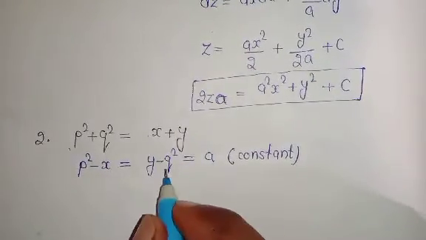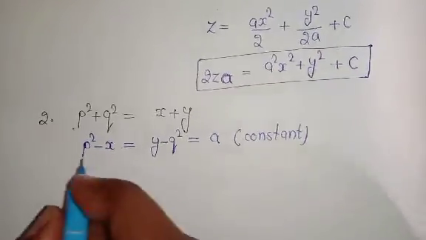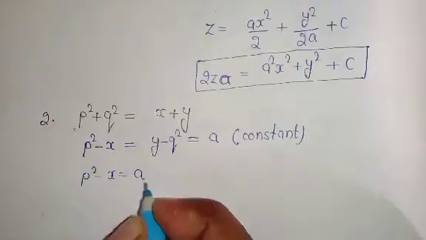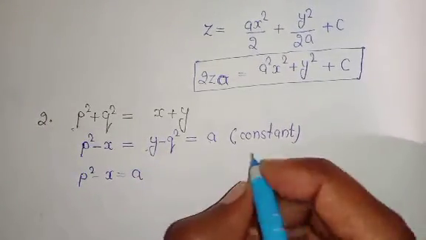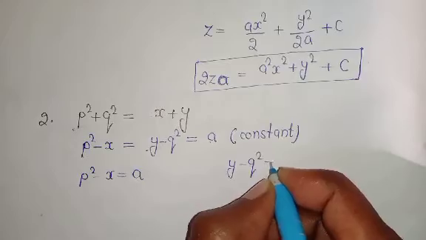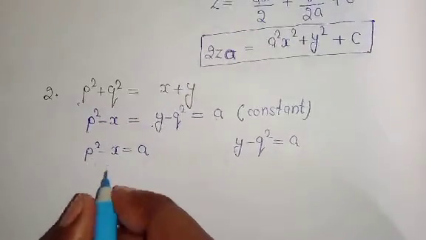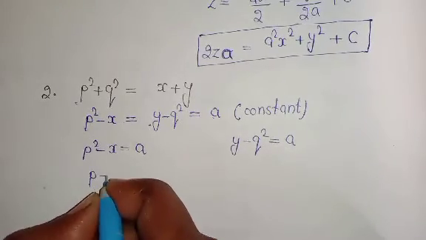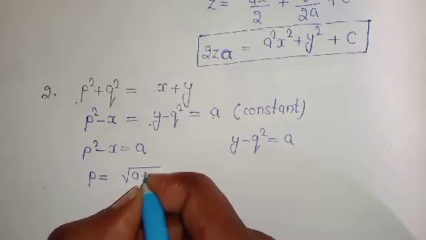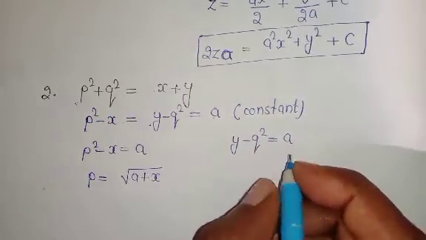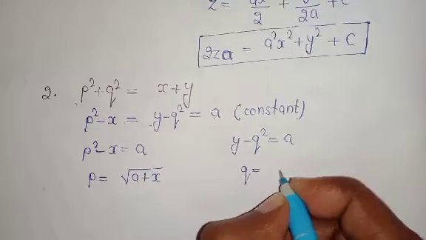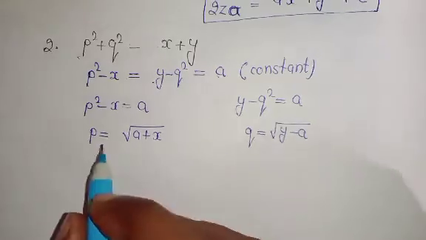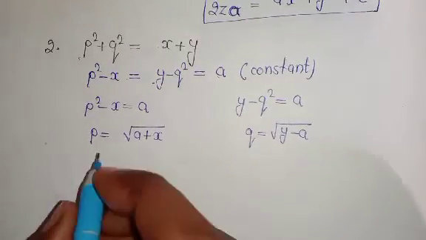Now with the help of these two equations we can find the value of p and q. So firstly we equate this equation to the constant, so this becomes p square minus x is equals to a, and if we equate this one to the constant, this becomes y minus q square is equals to a. Now we can find the value of p and q. What will be the value of p from this equation? This becomes p is equals to root of a plus x. And if we find the value of q, then this becomes q is equals to root of y minus a. So we got the value of p and q, so we can easily write the general solution.